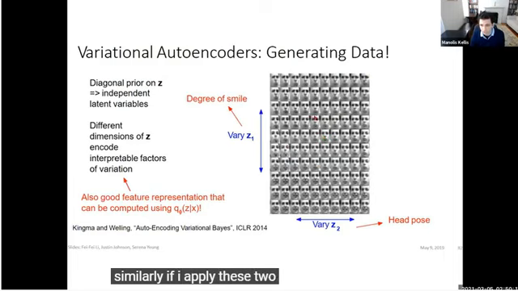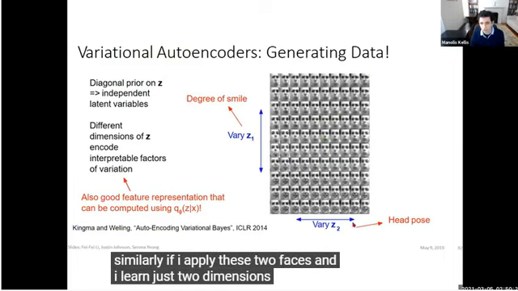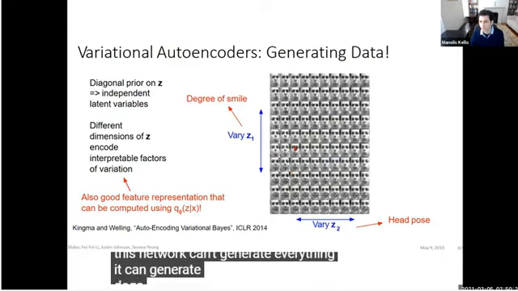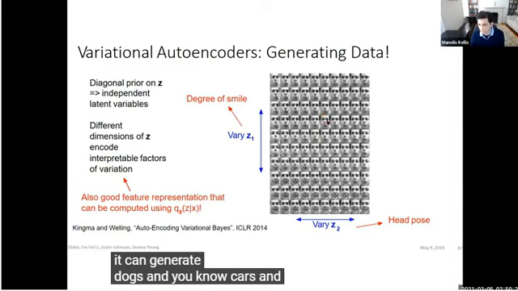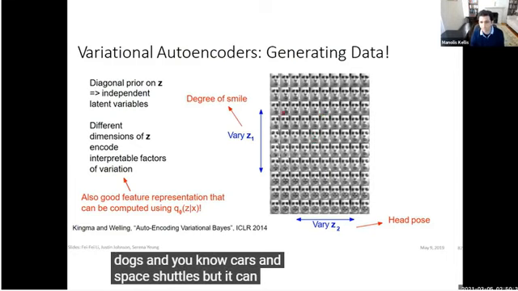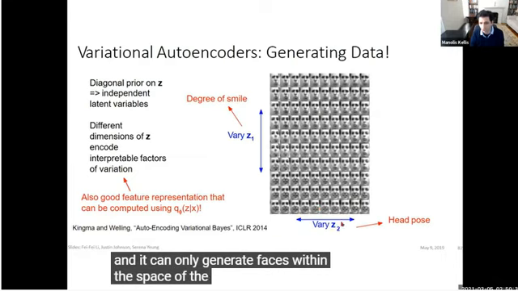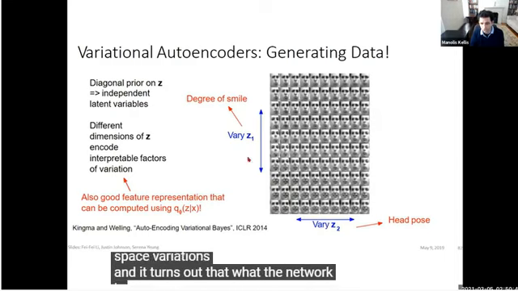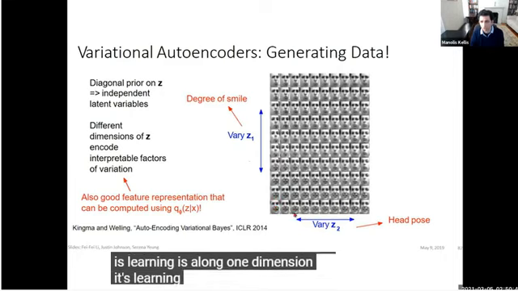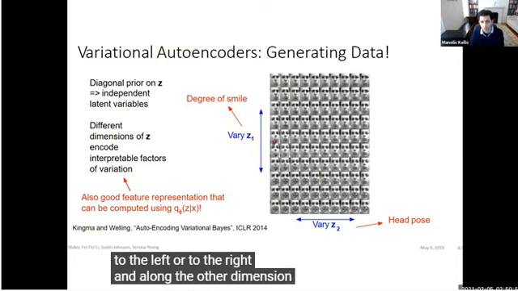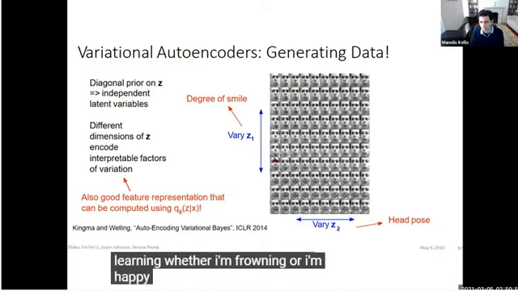Similarly, if I apply this to faces and I learn just 2 dimensions, this network can't generate everything. It can't generate dogs and cars and space shuttles, but it can generate faces. And it can only generate faces within this space of the latent dimensionality, Z. This is a 2-dimensional set of face variations. And it turns out that what the network is learning, along 1 dimension, is whether the head is facing to the left or to the right. And along the other dimension, it's learning whether I'm frowning or I'm happy.